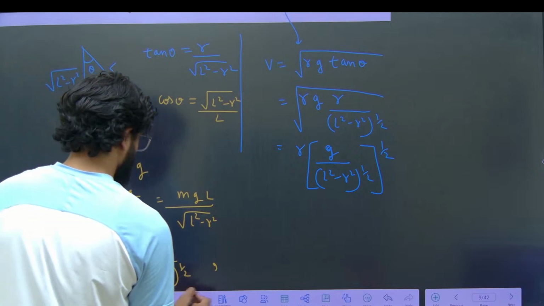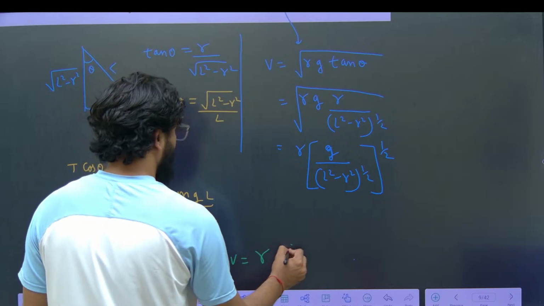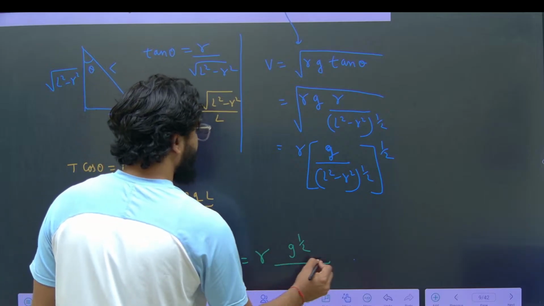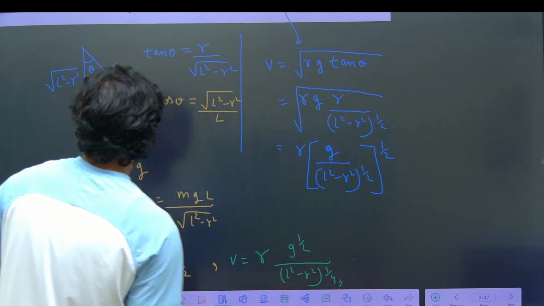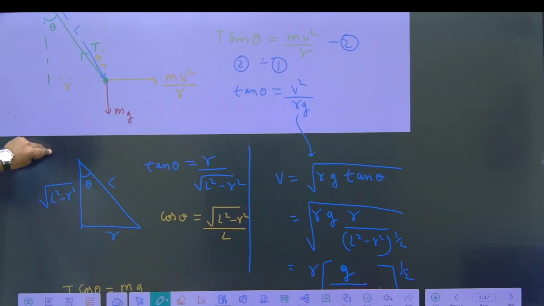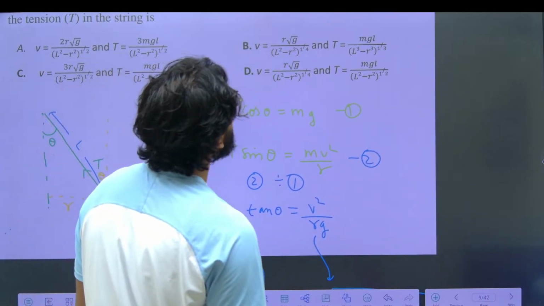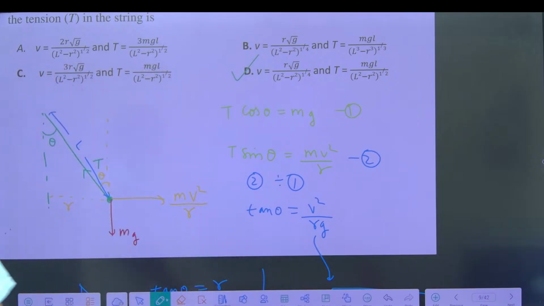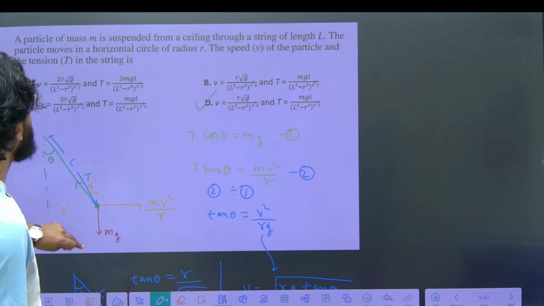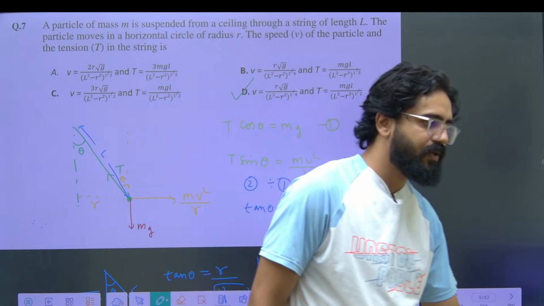T is this, and we can write v in that style as well. So it will be r g to the power 1 by 2 and L square minus r square to the power 1 by 4. So I hope this should be the answer, and we are matching this answer, I think, in option D. Okay, correct. Let's go. I hope you have understood the entire formula and entire question easily, right? Correct.